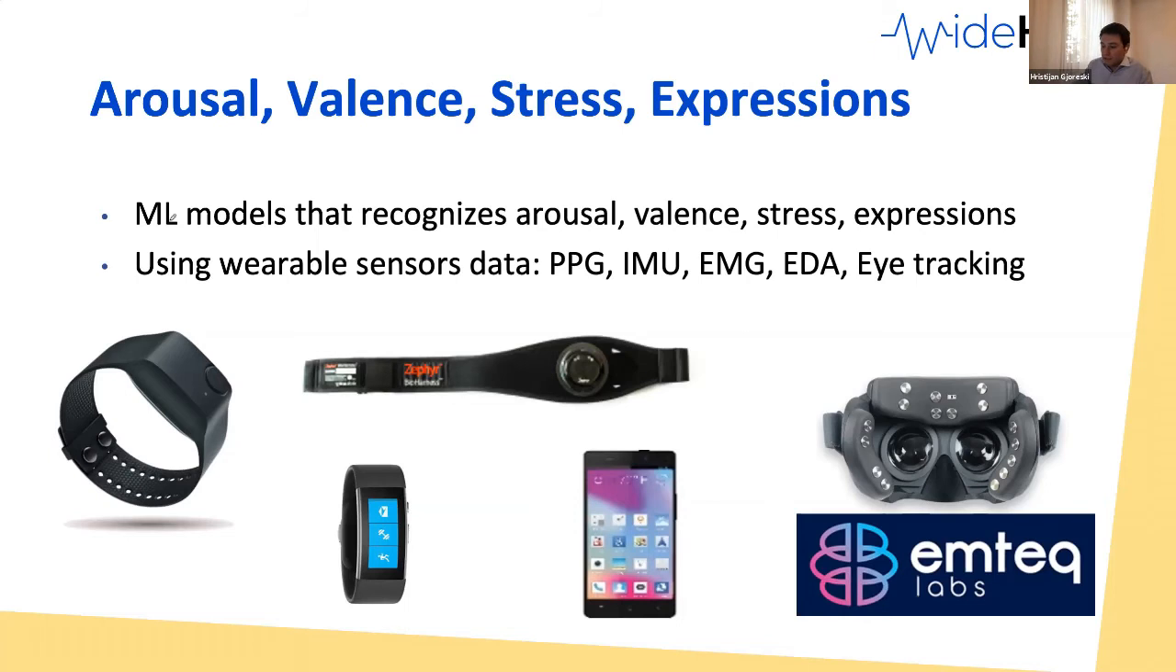PPG is a sensor that measures the heart activity. IMU is the accelerometer and gyroscope. EMG is a sensor that measures the muscle activity. EDA is a sensor that measures the sweating rate, how much the person is sweating. And eye tracking, I'll mention why it is interesting.